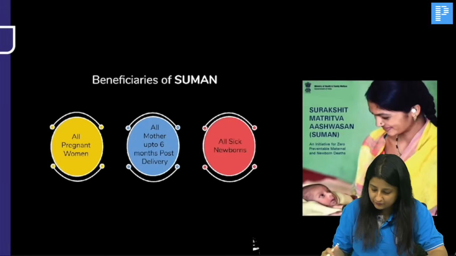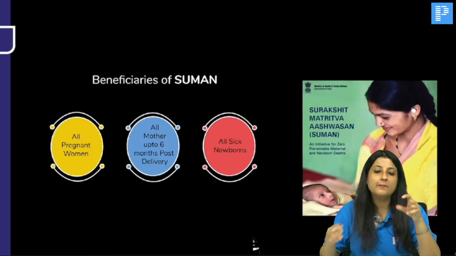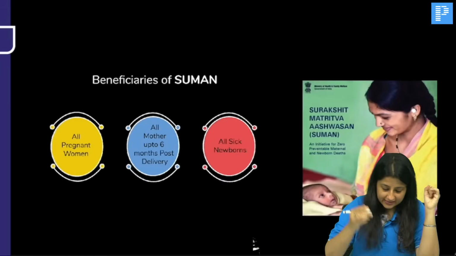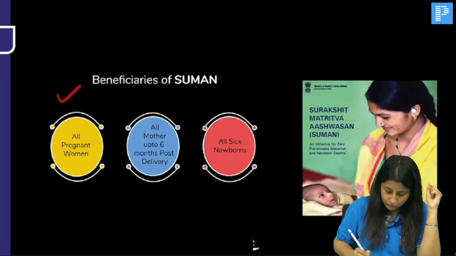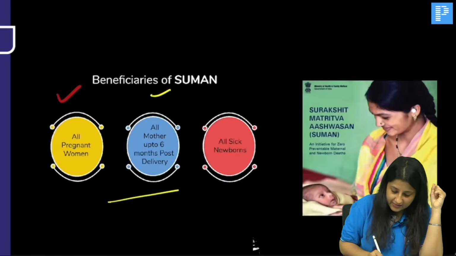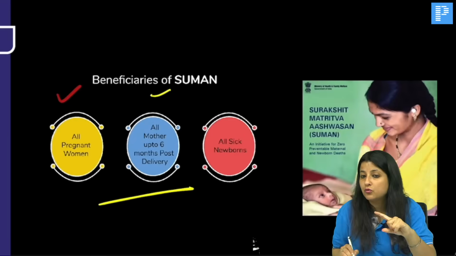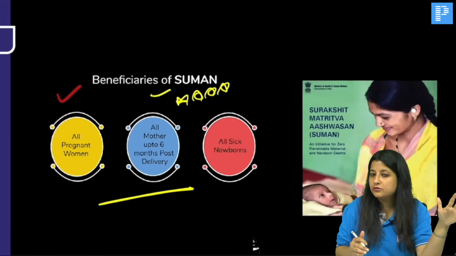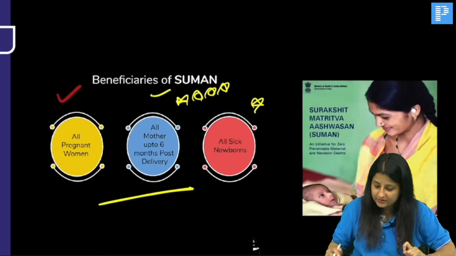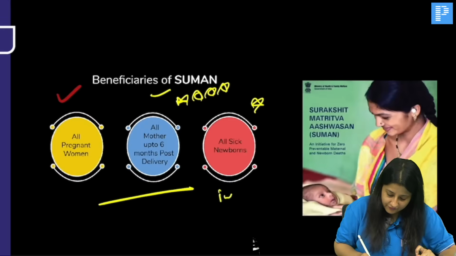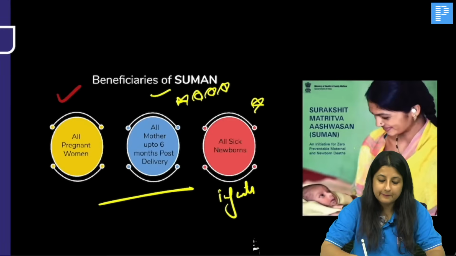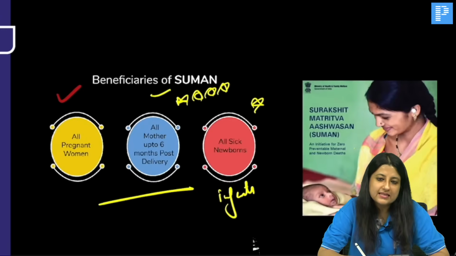Now this one is Suman, Surakshit Matritva Ashwasan. The full form is Ashwasan. Remember that. We're giving hope to the woman. In this, all pregnant women have been included. All mothers, this is very important, up to 6 months post-delivery. This is a 4-star question. Up to 6 months post-delivery we are going to provide them services, and all sick newborns and sick infants are also included and provided services under Suman. Clear?